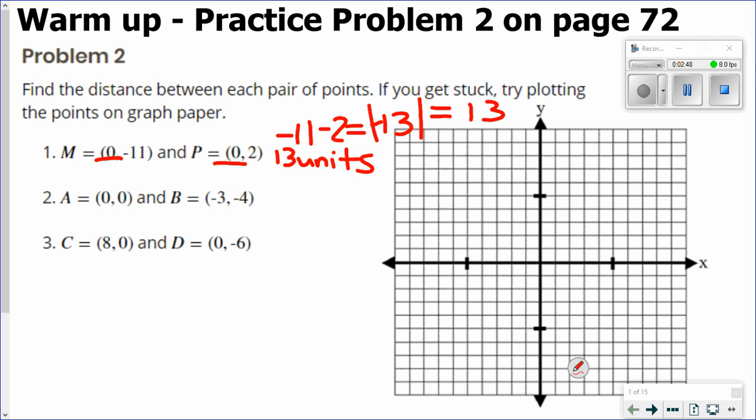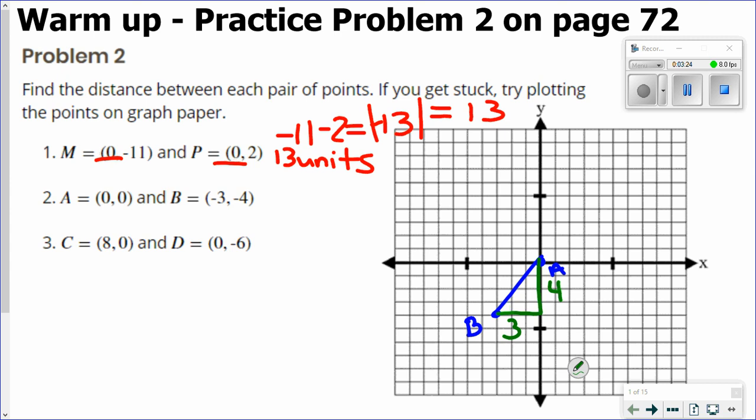matches mine. So if I go ahead and plot A at the origin, 0, 0, and B, so there's point B at negative 3, negative 4, so left 3, down 4. Okay, I can see that this is clearly on a slant, so I can't count it out, so I'm going to go ahead and create a right triangle from this slanted line to then count out and utilize Pythagorean theorem. So the shorter leg is 3 units long, and the longer leg is 4 units long.